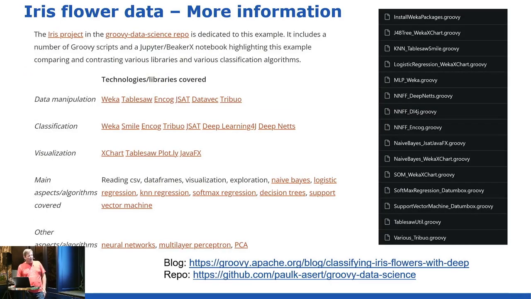If you want to know more details about this, we're just going to glimpse at a few small examples of this particular problem. If you want to know more, there's a blog post on the Apache site that looks at all the eight different algorithms, six or seven different libraries. There's no Apache library that does classification.